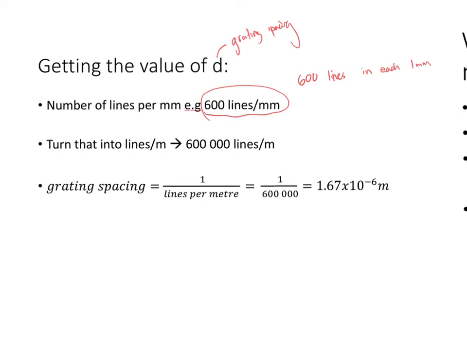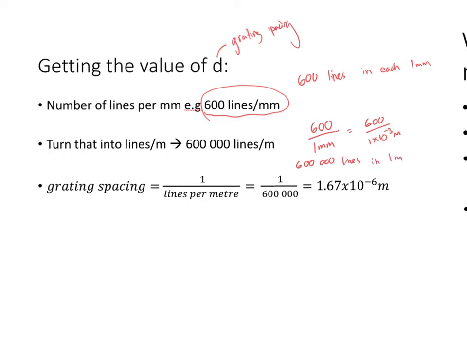So what I want to do first is turn that into lines per meter, since we need the grating spacing in meters. To do that is simply 600 divided by 1 millimeter, which means 600 divided by 1 times 10 to the minus 3 meters. This means that you have about 600,000, if you put that in the calculator, lines in 1 meter.